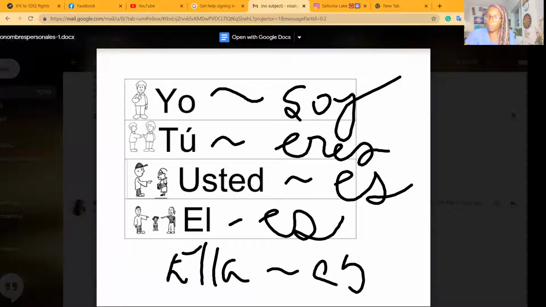So let's do it one more time. We're just doing the singular. Tomorrow we'll probably add on to the plural pronouns. Yo soy, tú eres, usted es, él es, ella es.